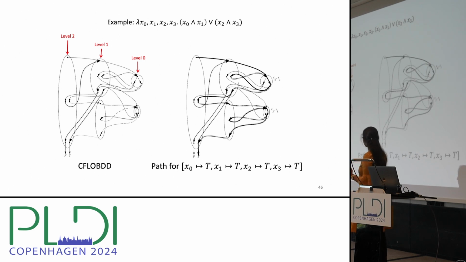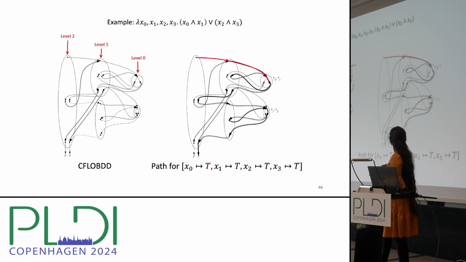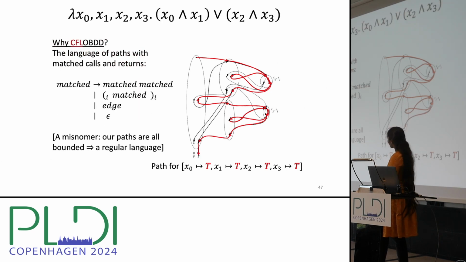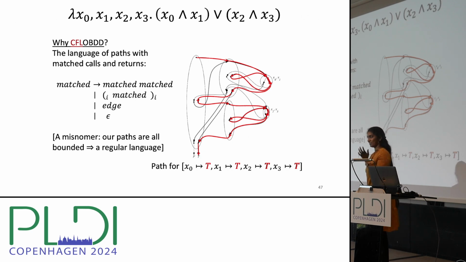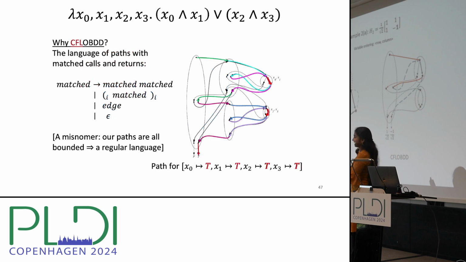And the paths that we have seen before are now encoded in this structure itself. So all the paths that you would have are all represented in the structure. Now, why is it called a CFLOBDD? It's sort of a misnomer, but we named it because it follows this matched path principle. That is, you have an open bracket, do something, and then a closed bracket, and that is how the naming comes about.